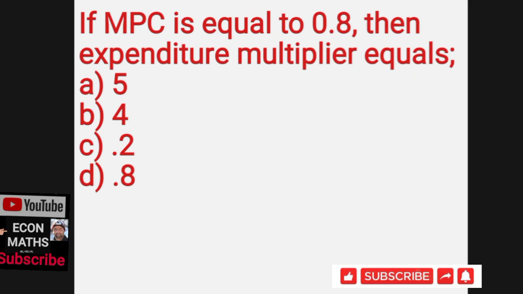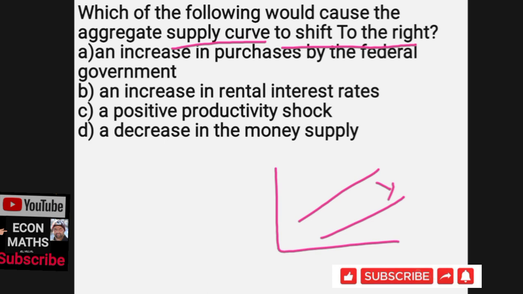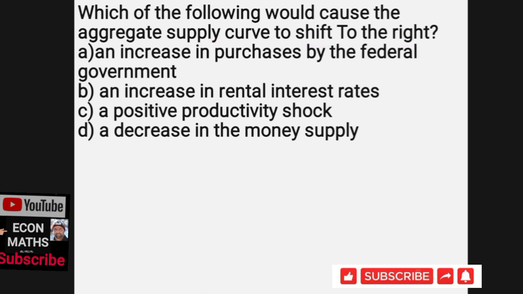Coming to the next question: which of the following would cause the aggregate supply curve to shift to the right? If we are given the aggregate supply curve, what will cause it to shift to the right? First option is an increase in the purchases by the federal government. Second is an increase in the rental interest rate. Third is a positive productivity shock. And fourth one is a decrease in the money supply.